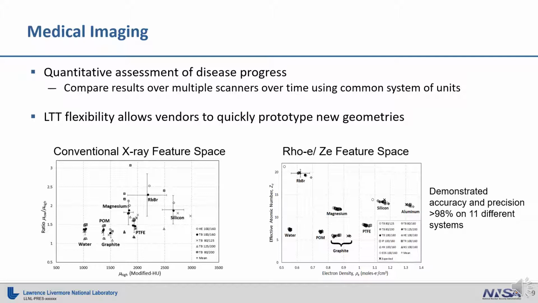And we've demonstrated that the accuracy and precision is over 98% on 11 different systems. These all have different sources, different detectors, different geometries. But this shows you that we really can accurately and precisely reconstruct the same units each time. And also notice the plot on the right, the units are quantitative. The x-axis is electron density. It's moles of electrons per centimeters cubed. And the y-axis is effective atomic number. Now these are real material quantities.